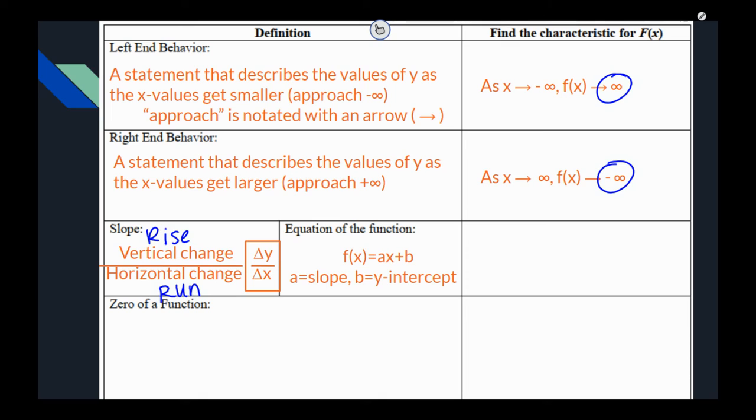Okay, so the equation of that line up there at the top, Blake told us that the slope was negative 2/3. What's the y-intercept? Positive 2. So the equation of the line is f of x equals negative 2/3 x plus 2.